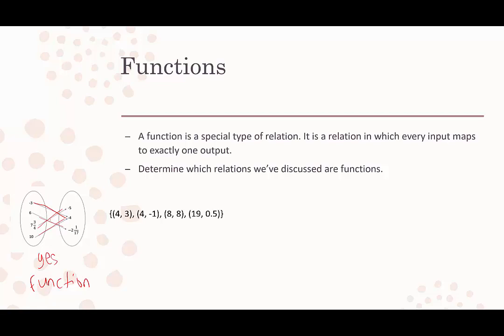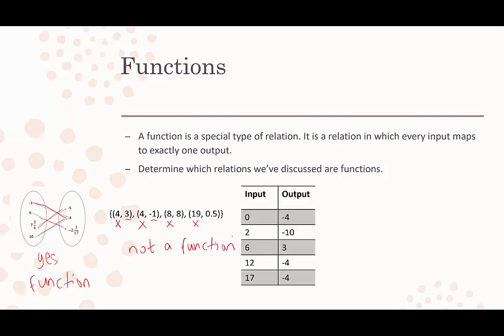Next, we had the list of ordered pairs. In the list of ordered pairs, what we're looking for to see if it's a function are the input values, or the x values. So x here is 4, x here is 4, x here is 8, and x here is 19. The fact that I said x here is 4 twice indicates that 4 maps to two different numbers. It maps to 3 and it maps to -1. This is not a function because of the 4. In our table, if we look at our input values, we can clearly see that every input value is different from every other input value. So we would say, yes, this is a function.